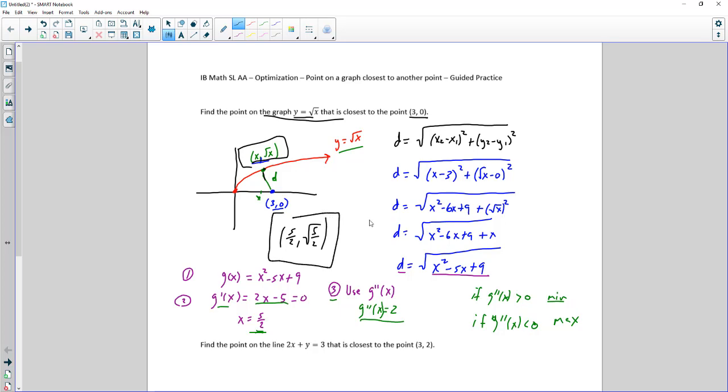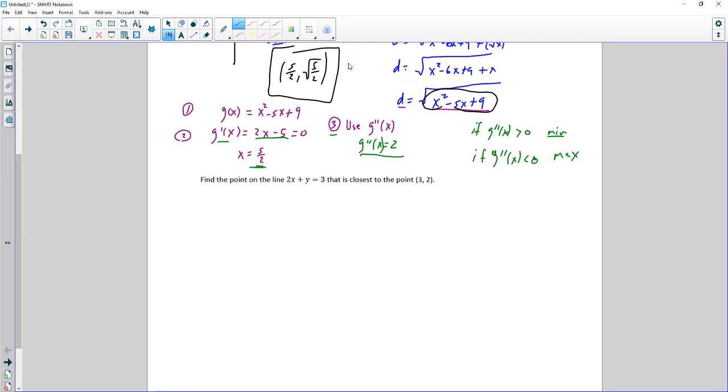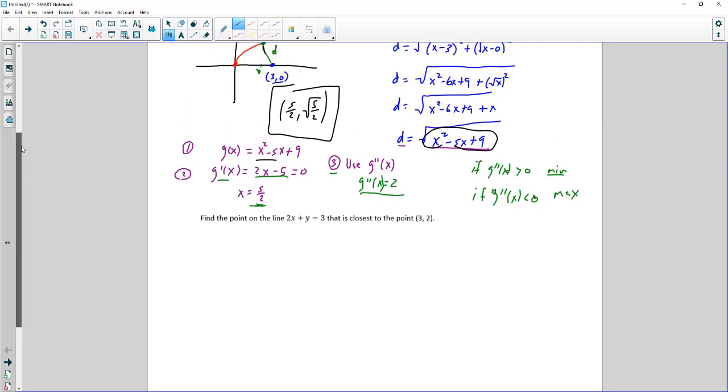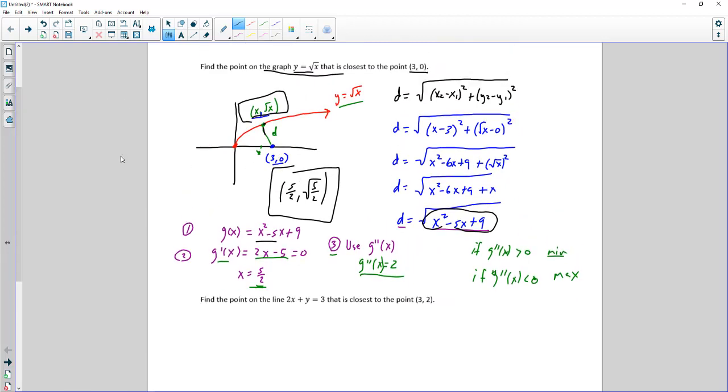It's a little trick for these square root functions because you don't really need the square root to find the minimum distance. You can just take the derivative of the inside and get rid of the square root. That's a little trick for this particular question. We're just trying to minimize the distance. If this is the smallest it can be, then the distance will be the smallest it can be. So I just got rid of the square root and took that derivative. Your answer will be 5/2 and root 5/2.